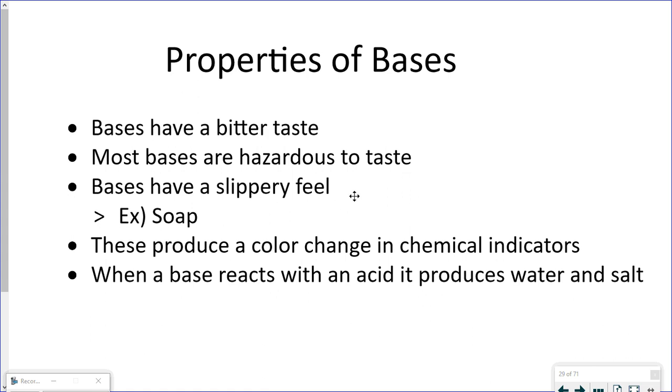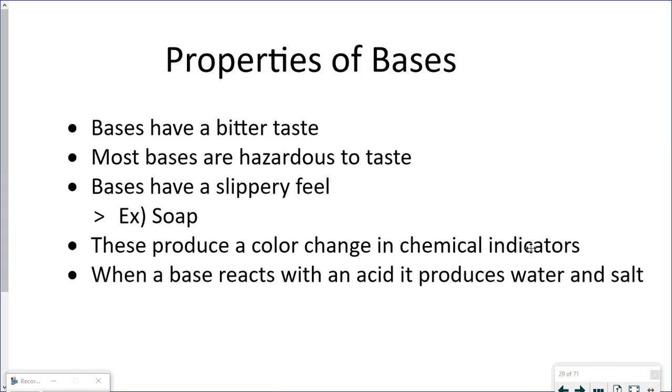Bases have a slippery feel. So imagine if you've ever washed dishes or if you've ever cleaned the bathroom and you kind of have that slippery film or greasy film on your hands afterwards. That's from the basic soap.